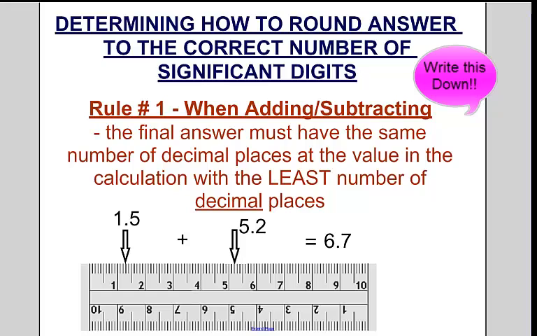So if we take a look at the two numbers that we're adding, 1.5 has one significant digit after the decimal. 5.2 also has one significant digit after our decimal. So our final answer is only going to have one significant digit after our decimal. Okay, so 1.5 plus 5.2 is 6.7, and we don't need to change it. It's already in the right value. Okay, and we will practice this later, so don't worry.